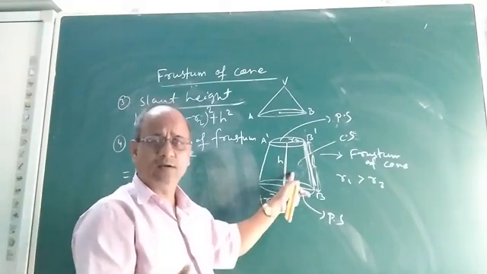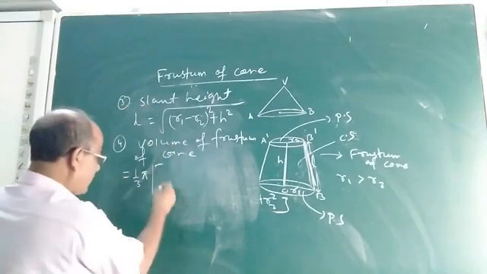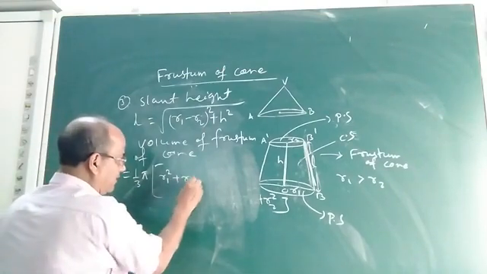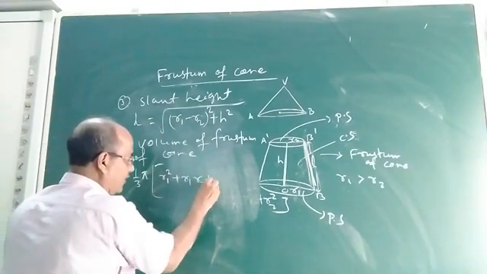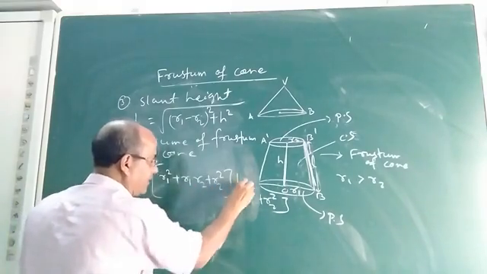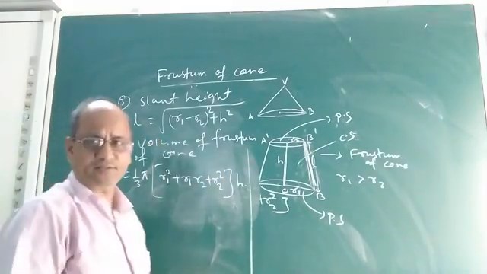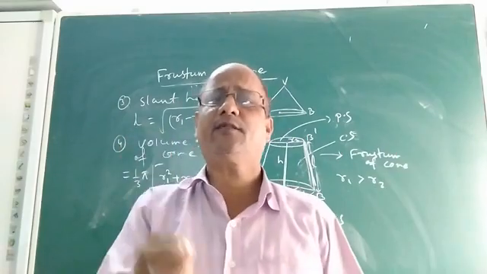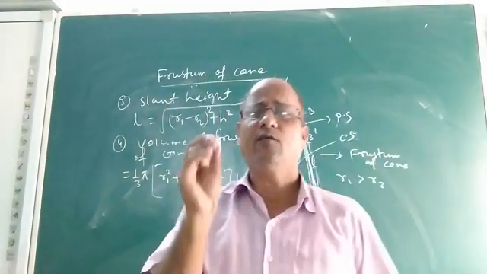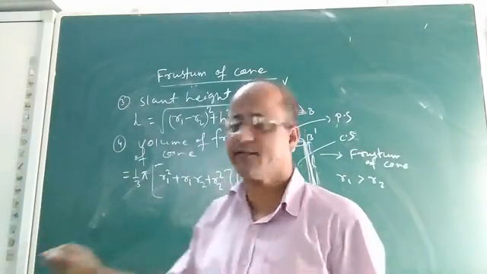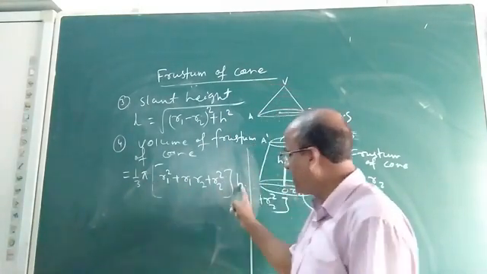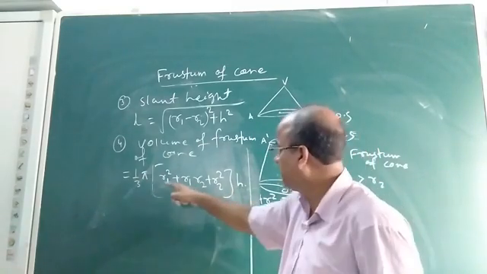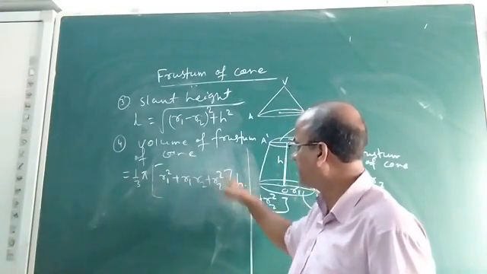But in case of frustum of cone, there are two radii. So the formula will be, it is a big formula, we have to remember, 1 by 3 pi into r1 square plus r1 into r2 plus r2 square whole multiplied by h. You see the difference between the formula for volume of cone and volume of frustum of cone. In case of cone, the formula for volume was 1 by 3 pi r square h only. But in case of frustum of cone, 1 by 3 pi and h remain the same, but in place of r square, it will be r1 square plus r1 r2 plus r2 square.